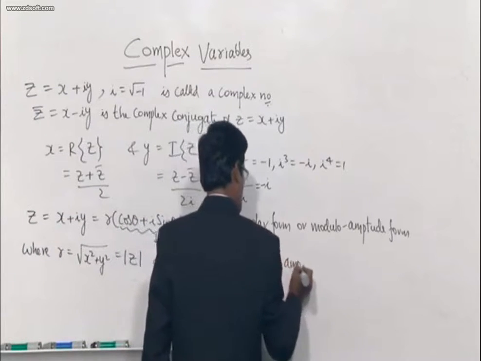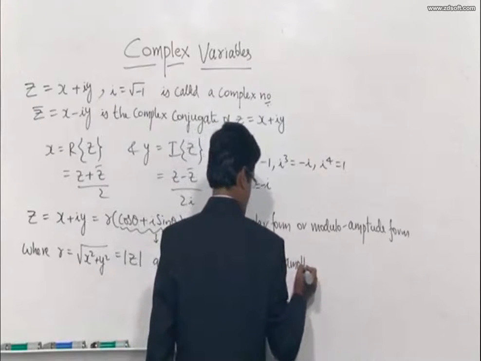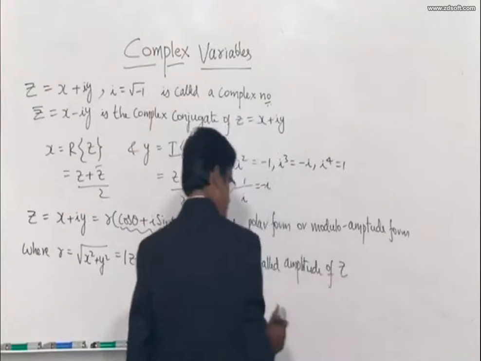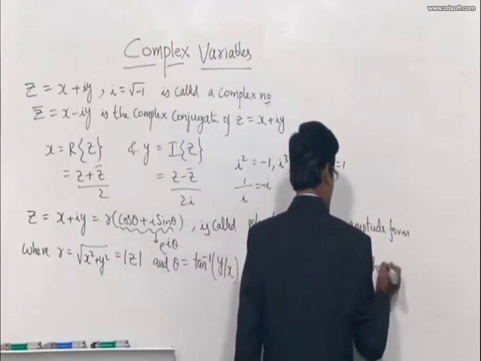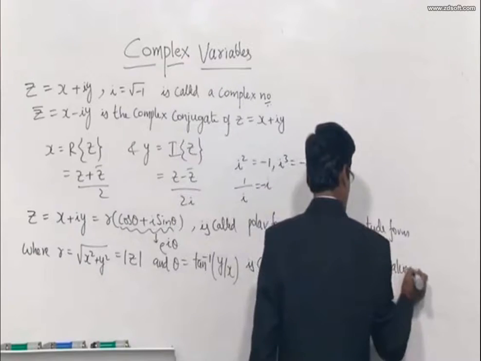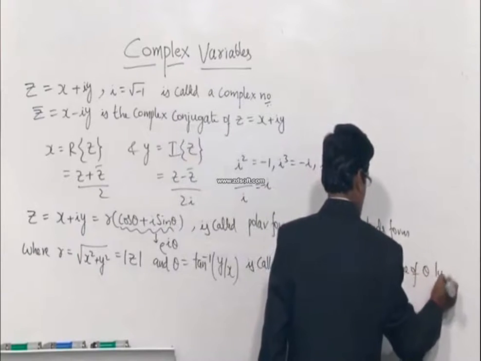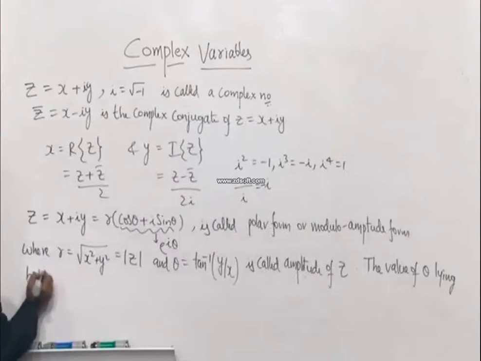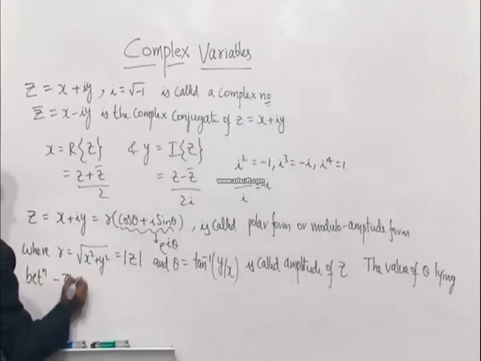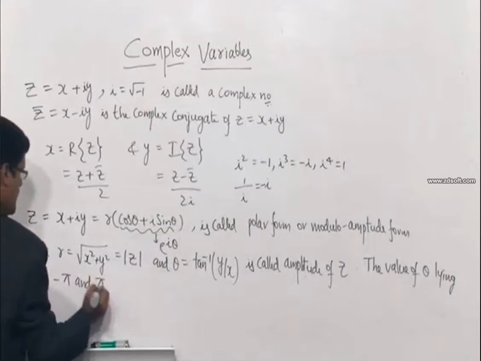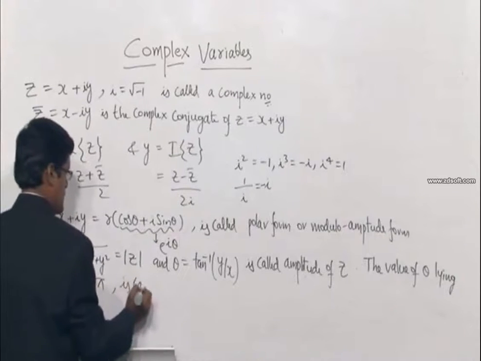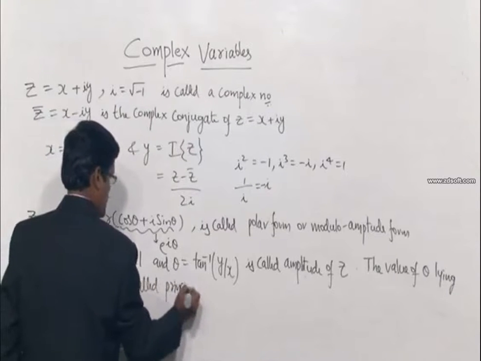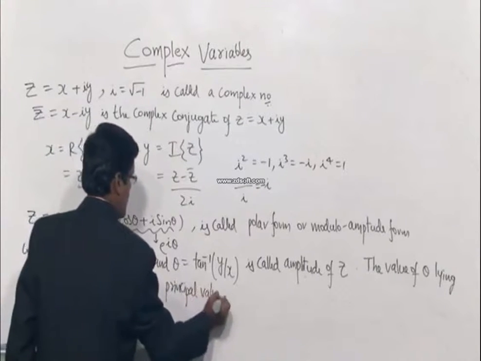Is called amplitude of z. The value of theta lying between minus pi and pi is called principal value.